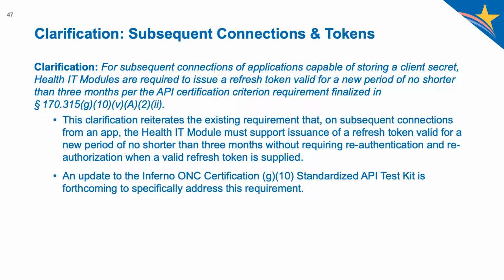So here's a clarification that was recently put out in the G10 CCG. For subsequent connections of applications capable of storing a client secret, health IT modules are required to issue a refresh token valid for a new period of no shorter than 3 months per the API certification criterion requirement finalized in that reference. This clarification is reiterating the existing requirement that on subsequent connections from an app, the health IT module must support issuance of a refresh token valid for a new period of no shorter than 3 months without requiring reauthentication and reauthorization when a valid refresh token is supplied.